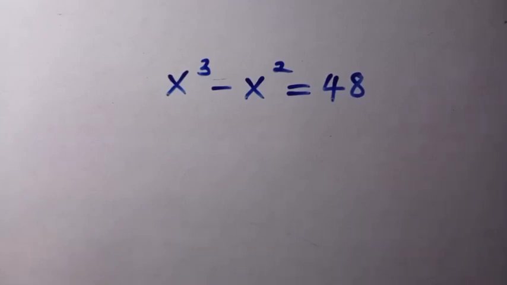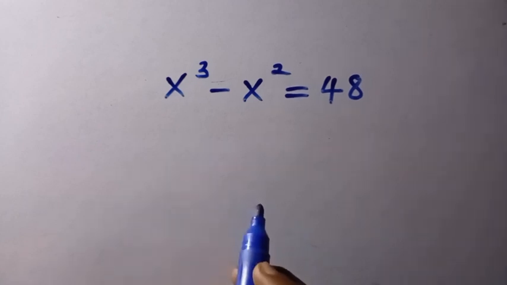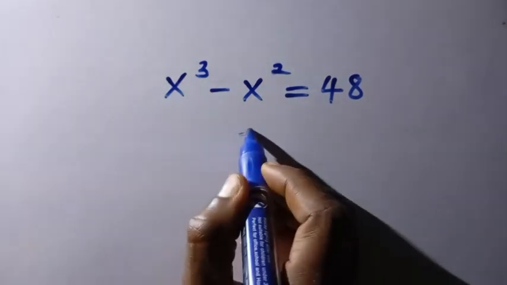How to solve these nice algebraic equations? x power 3 minus x power 2 equals 48. So the first thing we are going to do here is we consider the solutions.